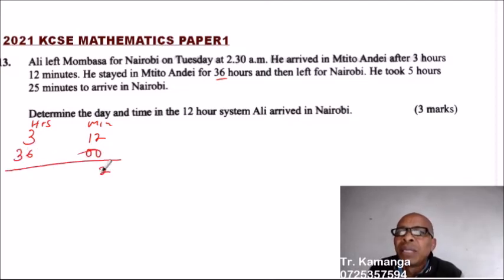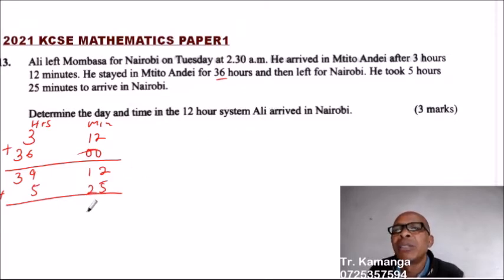So if you add, you get 39 hours 12 minutes. Then it took 5 hours 25 minutes from Mutito Andei to Nairobi. So add 5 hours 25 minutes. So it took 44 hours 37 minutes for the whole journey.